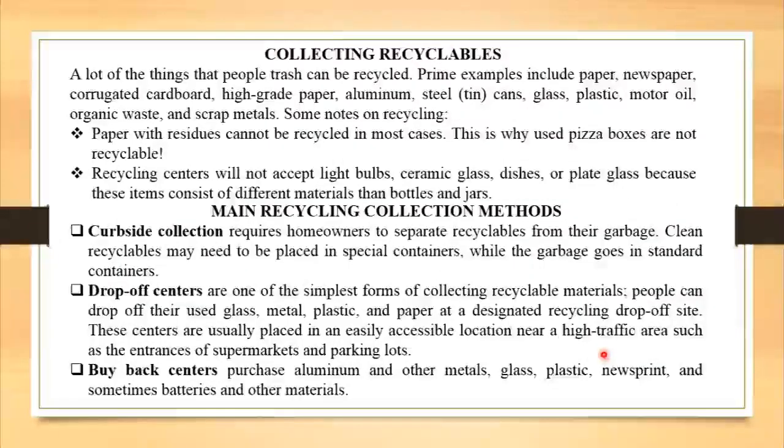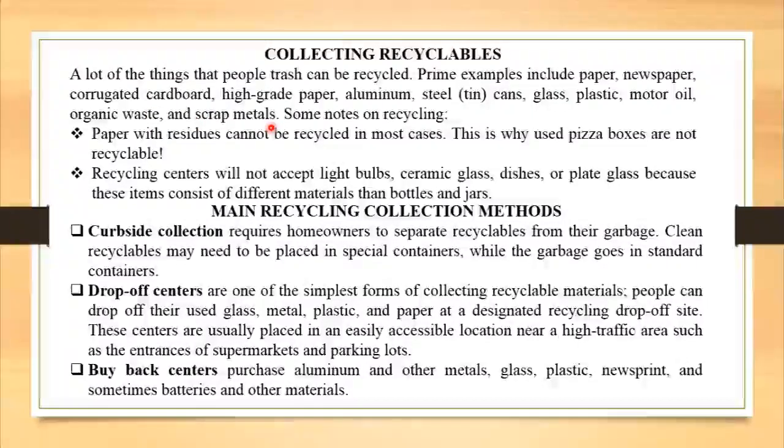Now, how to collect the recycled material? A lot of the things that people trash can be recycled. Prime examples include paper, newspaper, corrugated cardboard, high-grade paper, aluminum, steel, like steel can, tin can, glass, plastic, motor oil, organic waste, and scrap metals.